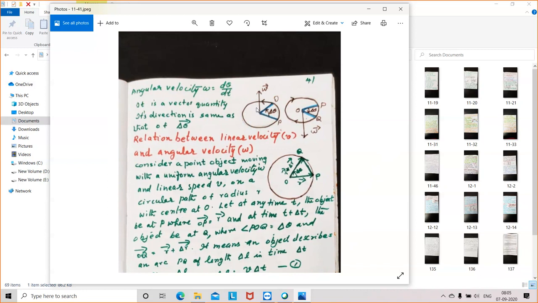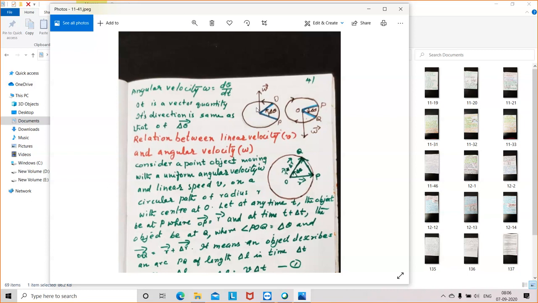Second figure, you see. Curl your fingers as shown by the arrow mark. The sense of rotation is clockwise. Curl your fingers in that manner. Then the thumb is pointing in which direction? It is downward. The thumb is pointing in the downward direction. So the thumb direction gives the direction of angular displacement.